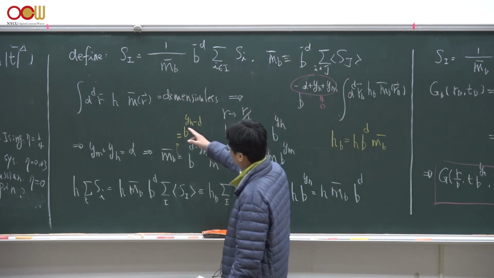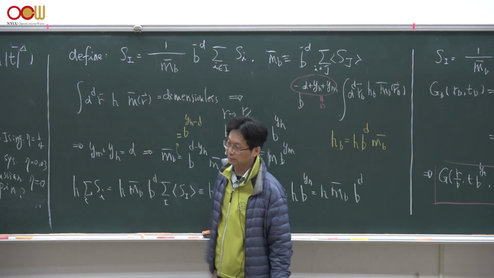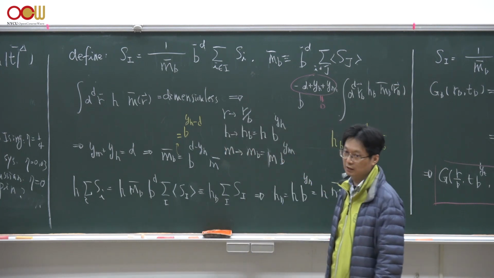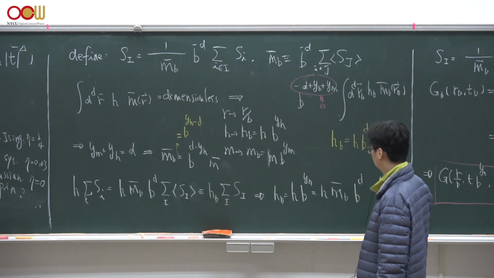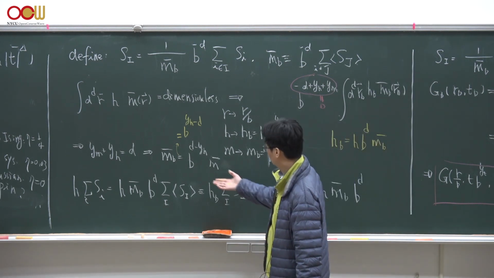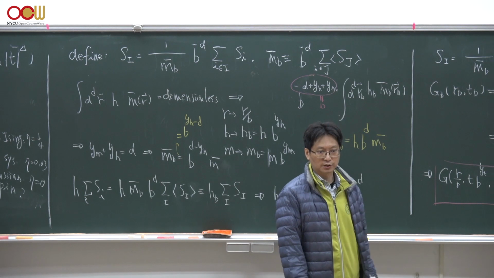So look at this kind of a Zeeman term, the magnetic field coupled to the magnetization, and to actually get the idea of the transformation for this m bar b, because we will use that later.